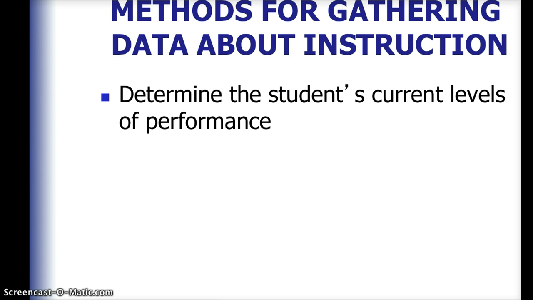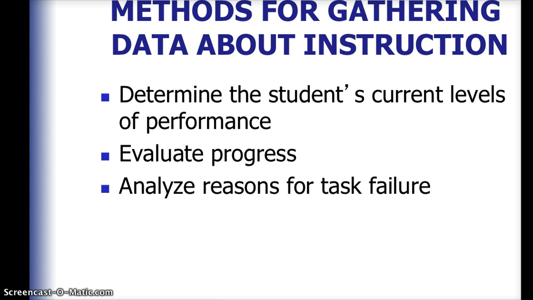So how do we go about gathering data about instruction? First of all, we're going to determine the student's current level of performance. Again, this is very much RTI, the universal screening. What do students know about this particular task? You're going to evaluate their progress, and you're going to analyze the reasons for task failure.